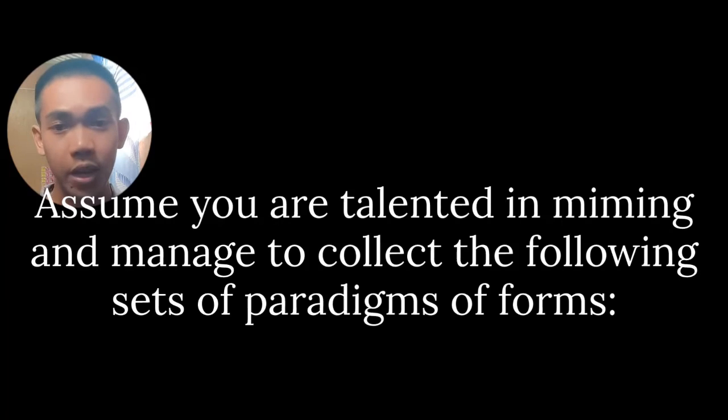Suppose you didn't know English and were a linguist from the planet Mars wishing to analyze the language. How would you discover the morphemes of English? How would you determine whether a word in that language had one, two, or more morphemes? So the first thing to do would be to ask a native speaker how they say various words. It would help to have a Martian English interpreter along, otherwise copious gesturing is in order. Assume you are talented in mimicry and manage to collect the following sets or paradigms of forms.